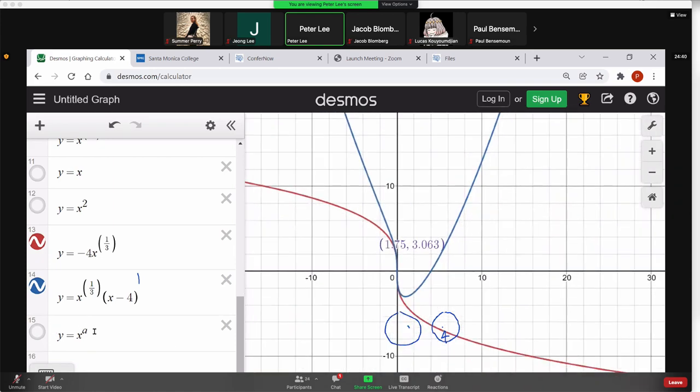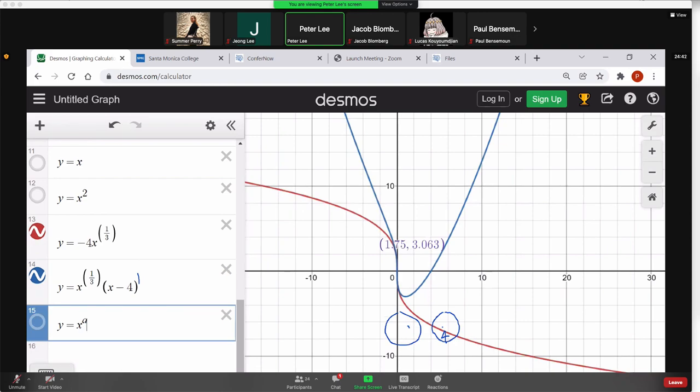How about number 15? How about near x minus 4? How does this graph look? Do you all know how the graph of y equals x minus 4 looks? It looks like this. The blue graph kind of looks like a green graph, right? But in this case, if I now put in 4 raised to the 1/3 power.